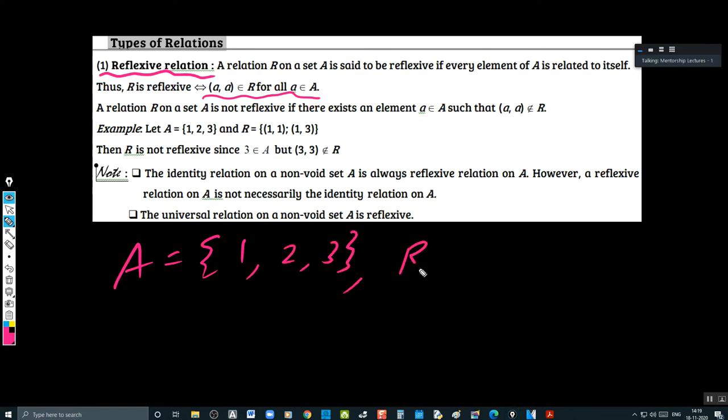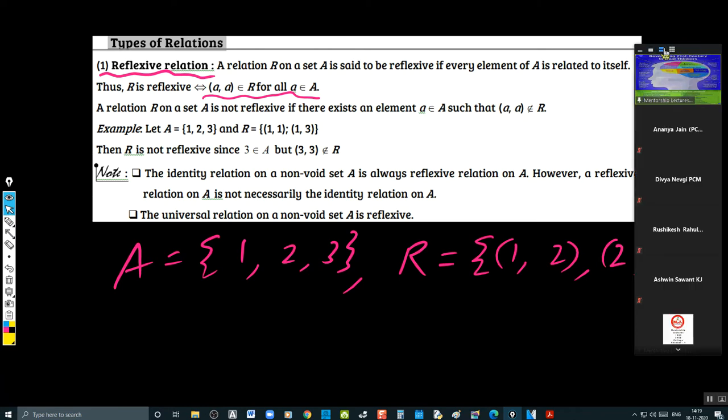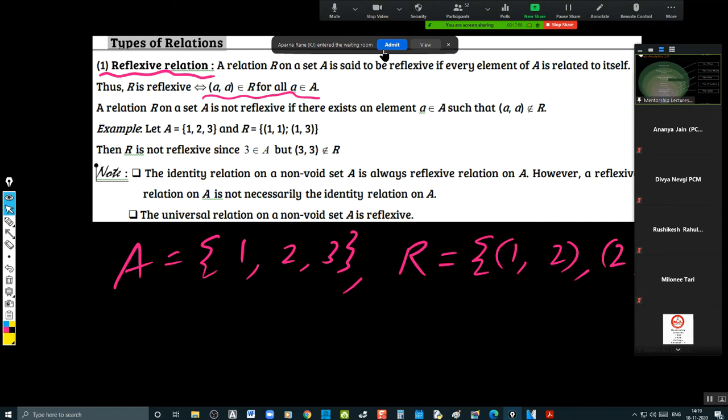If you are given a relation like 1, 2, 2, 3, for example, are you able to see what I'm writing there? Please respond. Yes, sir. The rest of the people? Yes, sir. Yes, all of you.